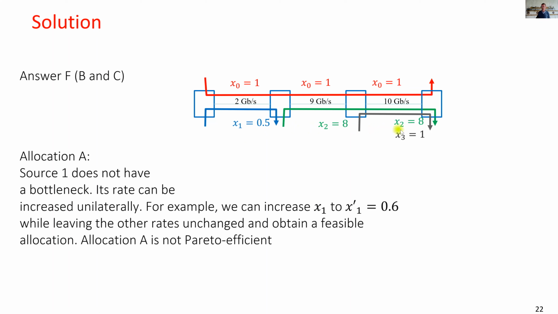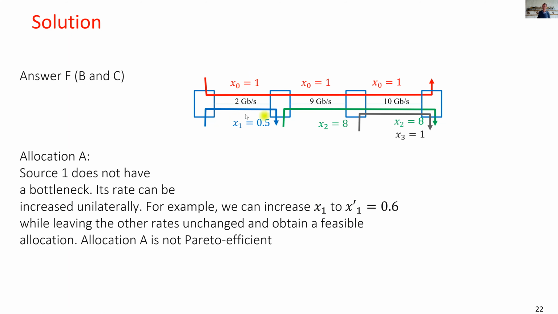To make the thing more readable, I've written the values of this first allocation. Of course, the red flow has the same rate everywhere, but I wrote it repeatedly to analyze more easily. One way to see if it's Pareto efficient is to see if every source has a bottleneck link. So we see that the red here is using this link. The blue is using this link only, and this link is not saturated because there's 1.5 here. So the blue is not saturated, so this is not Pareto efficient.